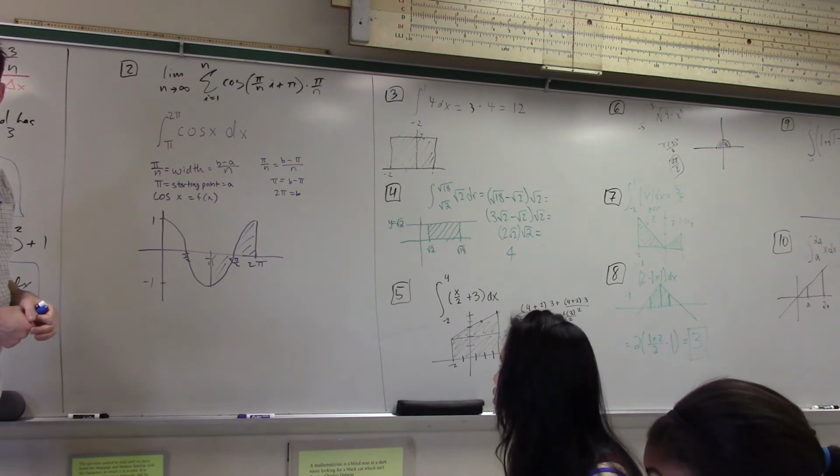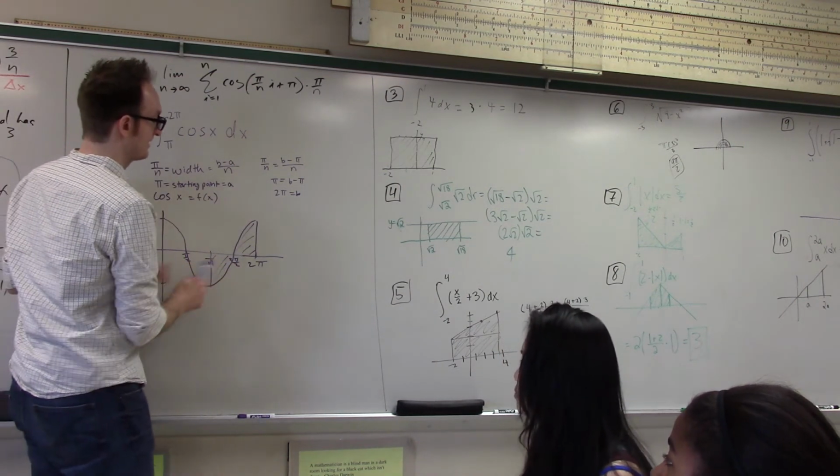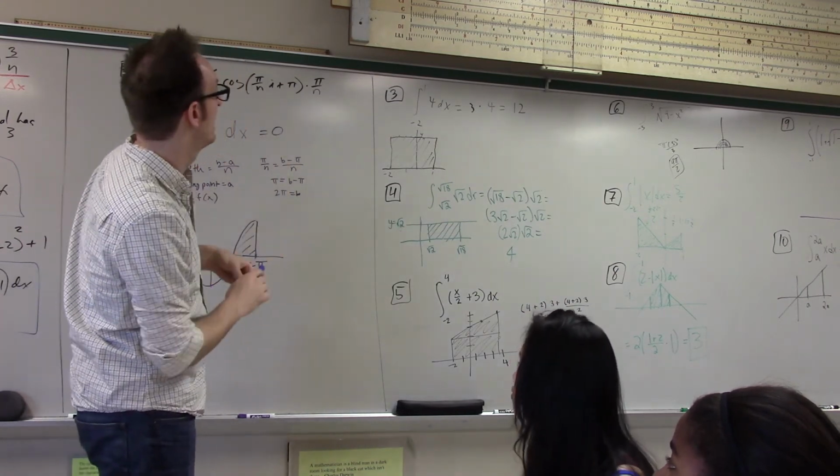Everyone cool with that? Which, by the way, is what? 0. Which is 0, right? Because all of this is balanced out by all this. But I didn't ask you to do that, but anyway, that is the answer. All right, more.